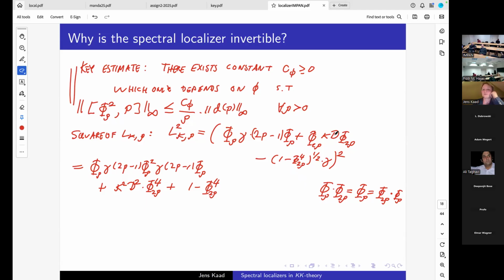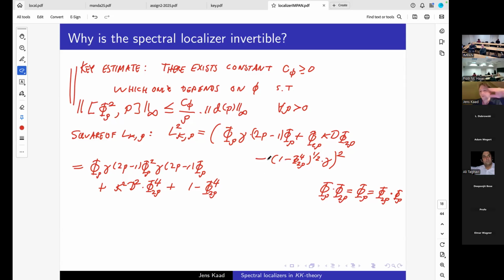Then I have cross terms coming from terms 2 and 3. But capital D anti-commutes with the grading operator, and all the other terms commute with one another. So the two cross terms I get from terms 2 and 3 are going to cancel out. It's going to be 0.